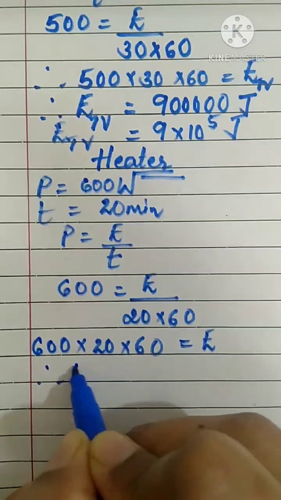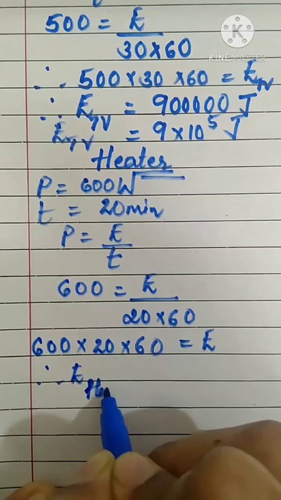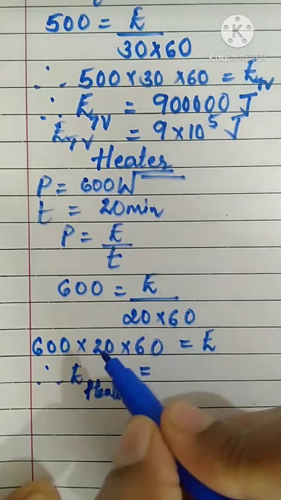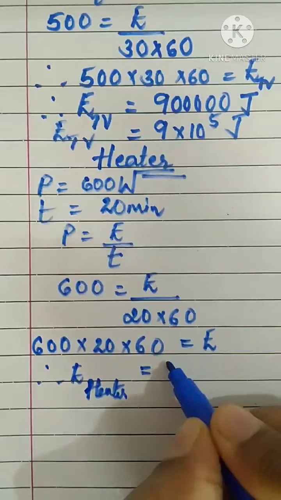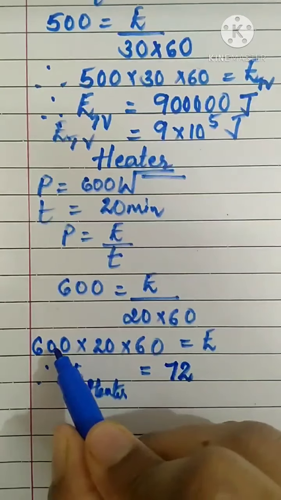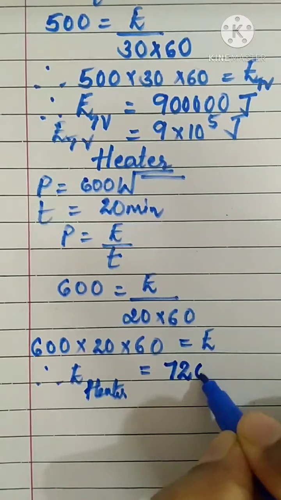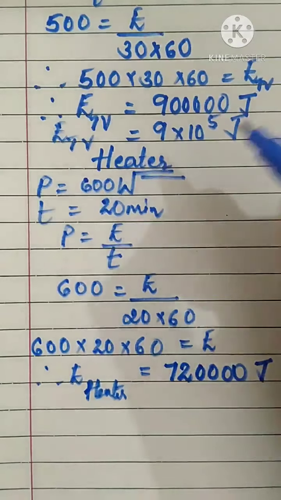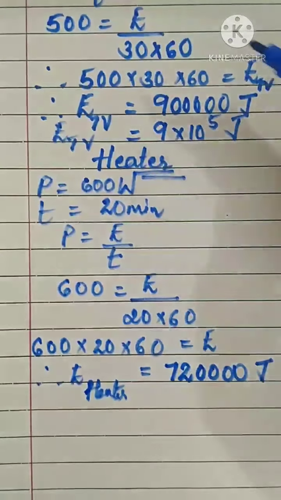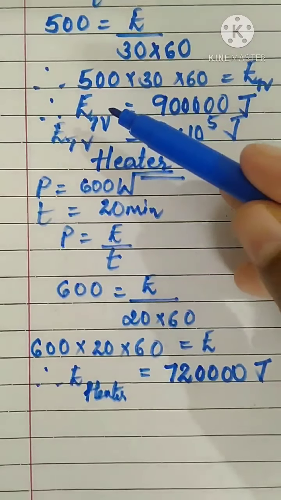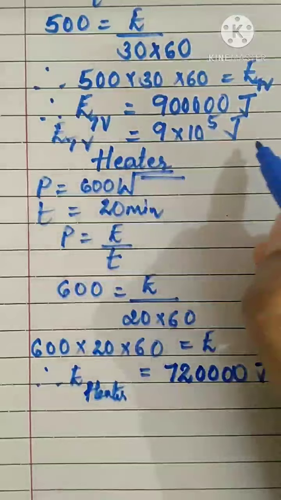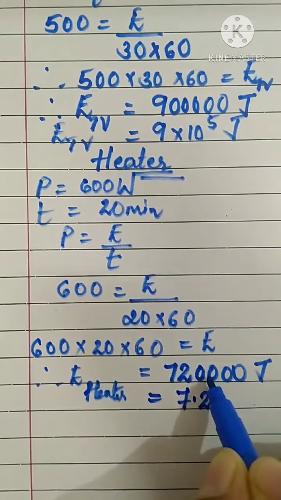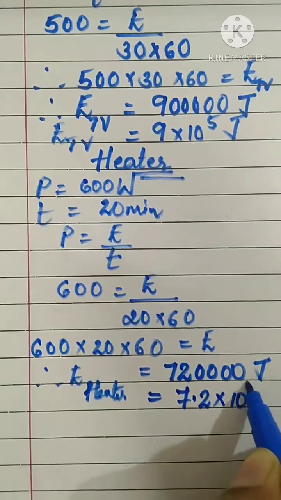So therefore E2, or energy of heater, is equal to 6 6s are 36, 36 into 2, 72. So you got 72 and 4 zeros, that is joules. This we can write in the 10 raised to form as 7.2 into 10 raised to 5 joules. Obviously, the TV set has more energy.